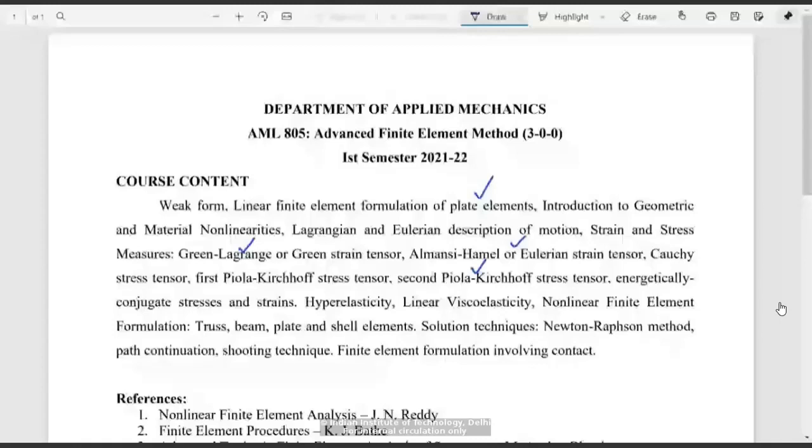Then I already said hyperelasticity, and I will also talk about rate dependent materials. Linear viscoelasticity is one such example of rate dependent materials. So I will talk about linear viscoelasticity, the constitutive relation and finite element formulation of linear viscoelastic materials. Then we will take different examples on geometric nonlinearity: nonlinear finite element formulation of truss elements, beam elements, plate and shell elements.